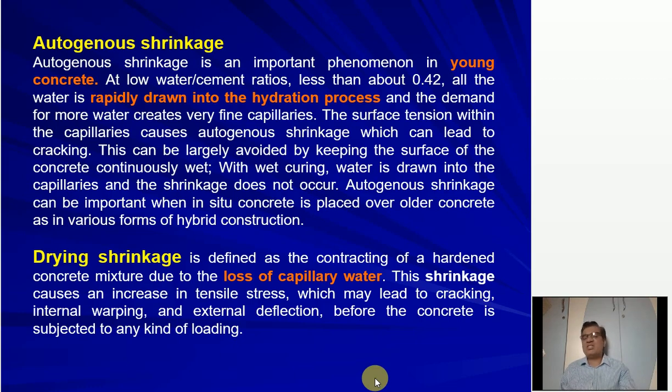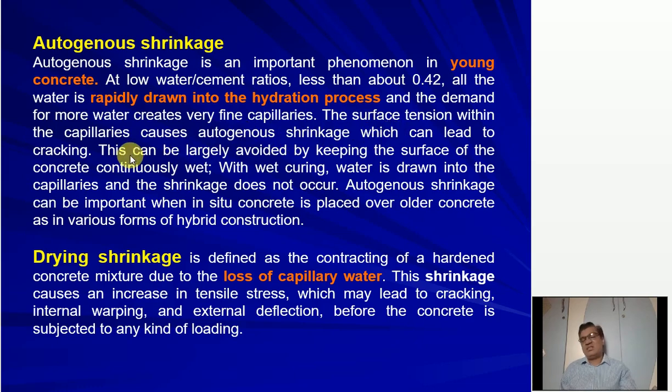One is autogeneous shrinkage and second one is drying shrinkage strain. So what is exactly autogeneous shrinkage? Autogeneous shrinkage is an important phenomenon in young concrete. That means it occurs during the initial days only at low water cement ratio, that is when the water cement ratio is particularly less than 0.42, all the water is rapidly drawn into the hydration process, and the demand for more water creates very fine capillaries. The surface tension within the capillaries causes autogeneous shrinkage, which can lead to cracking.